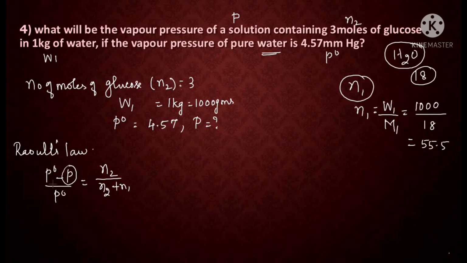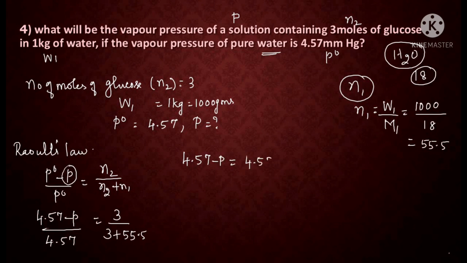Now substitute all the values. What is P0? 4.57 minus P divided by 4.57 is equal to 3, is it not? N2 is 3 divided by 3 plus 55.5. Okay, now we shall bring this 4.57 to this side. So 4.57 minus P is equal to 4.57 into 3 divided by 58.5. Okay, that is equal to 0.234.